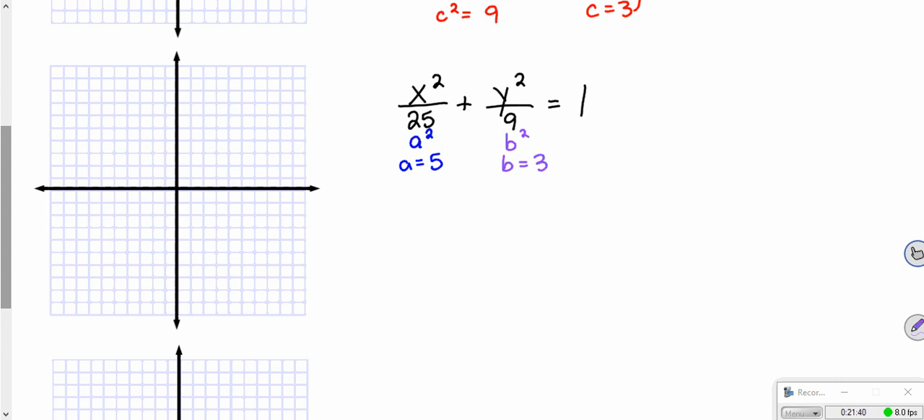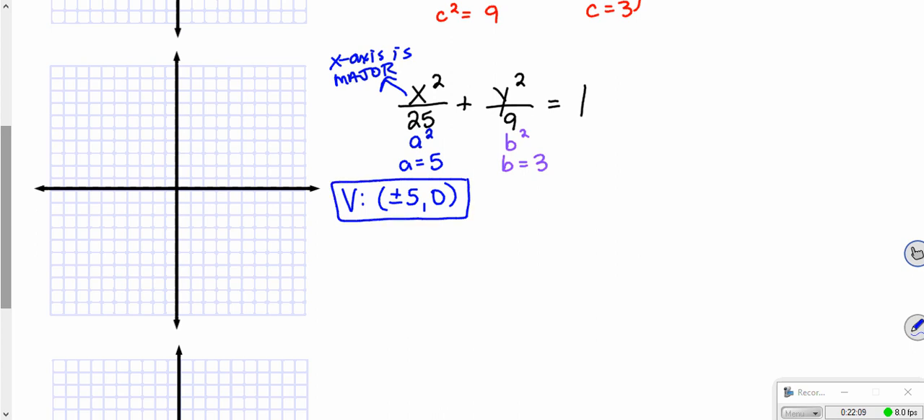So again, since it was under the x squared, this is telling me that the x-axis is major. The x-axis is major because the bigger number was underneath it. So this tells me that my vertices are going to be plus or minus 5, comma 0. Those are my vertices. So 1, 2, 3, 4, 5. 1, 2, 3, 4, 5. Those are my vertices. I hope everybody sees that.